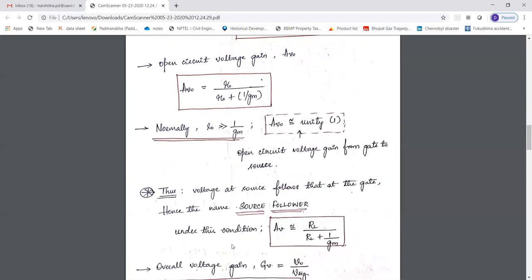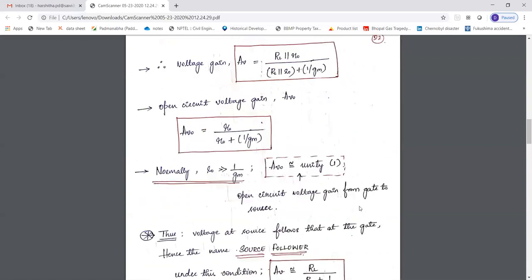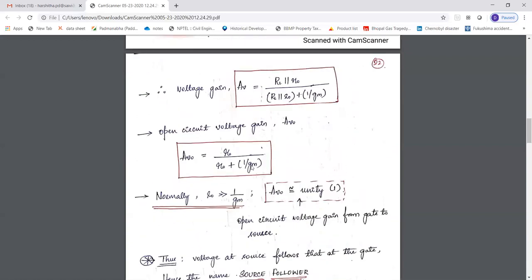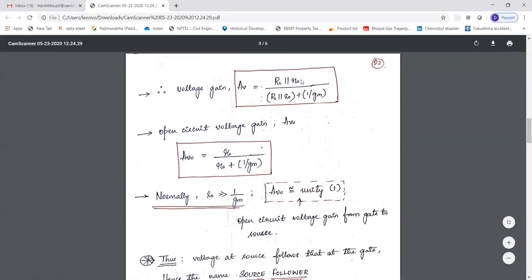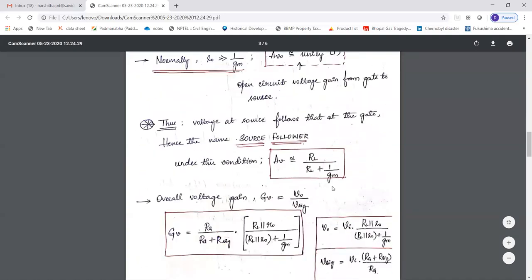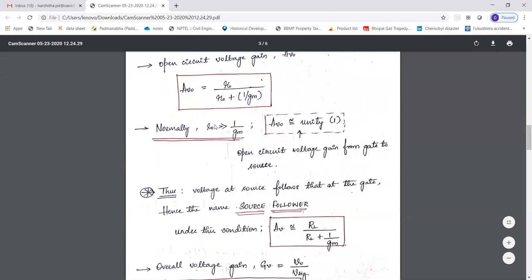Under this condition, meaning when R0 is much greater than 1 by Gm, we also find the value of Av. So R0 is much greater than 1 by Gm, isn't it? Here this equation will reduce to RL by RL plus 1 by Gm. So this is the equation for voltage gain when R0 is much greater than 1 by Gm.